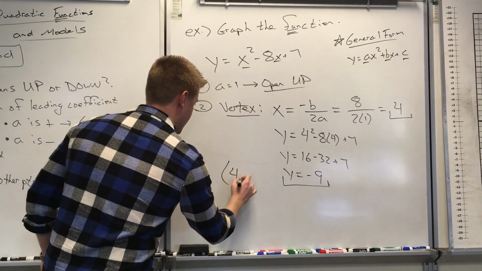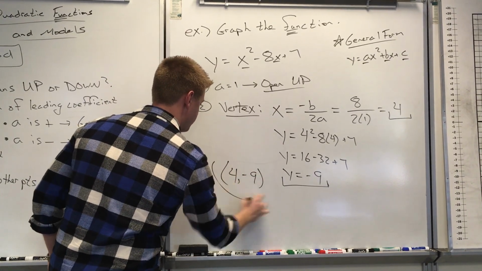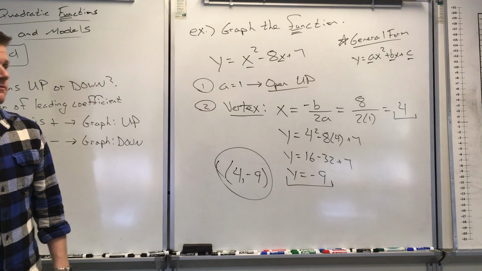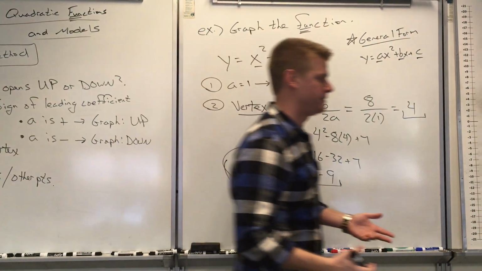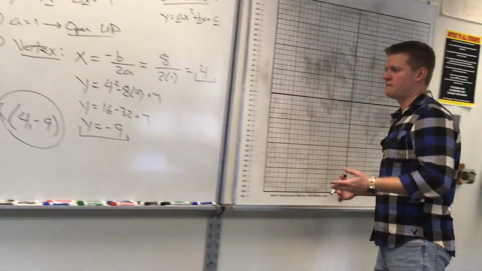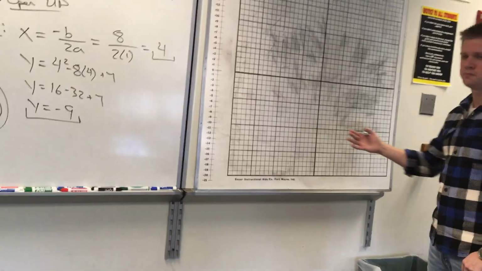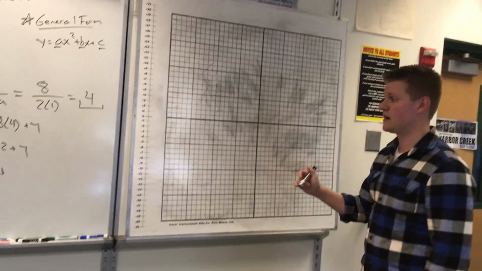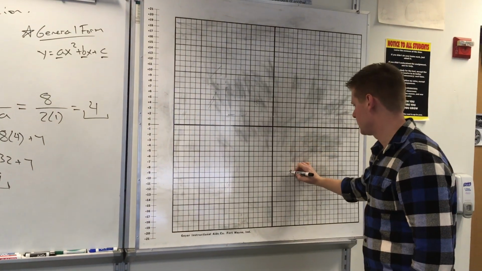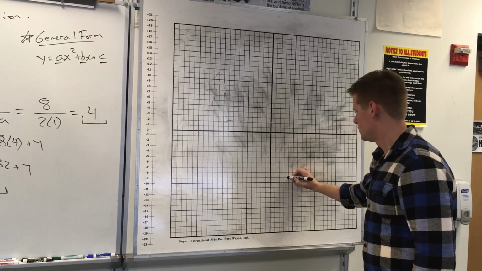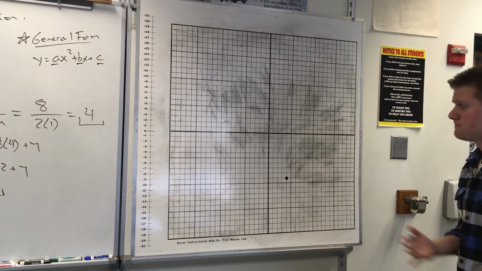4, negative 9 is where this parabola is going to stem from. So what I'm going to do here, off to the right, is build the graph of this. What I always like to do is emphasize going from general to specific. So again, I know two things right now. I know the vertex. I know that I can plot the point 4, negative 9. Okay? That's what I know.